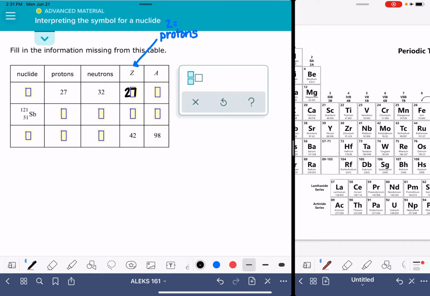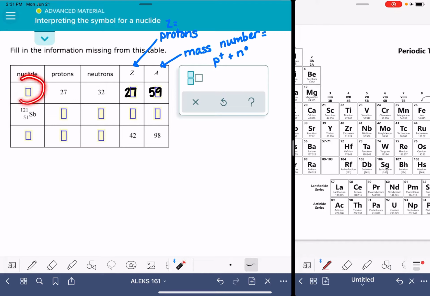A in this table, wouldn't it be nice if that was the number of neutrons? It's not. A is the mass number, and it is the sum of the protons and the neutrons, so the protons plus the neutrons. For this particular one, 27 protons plus 32 neutrons. I am going to do that on my calculator just to make sure. I don't trust myself. That's 59. So A, the sum of the protons plus the neutrons.